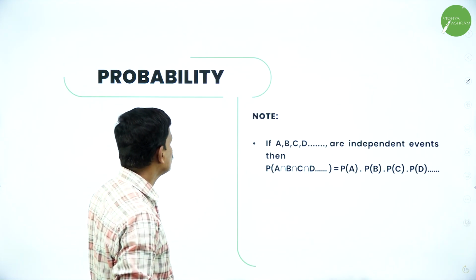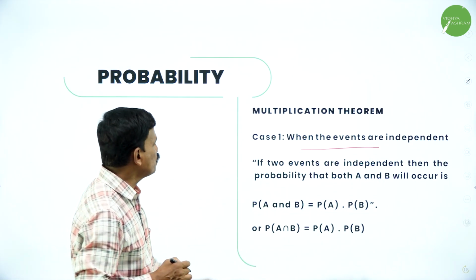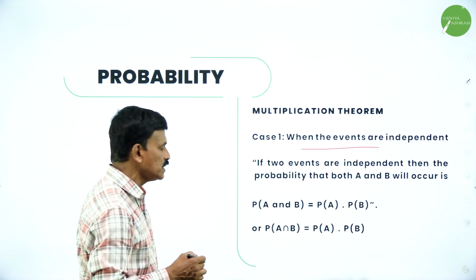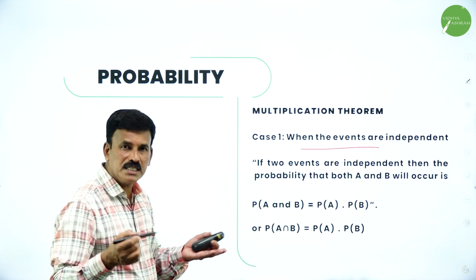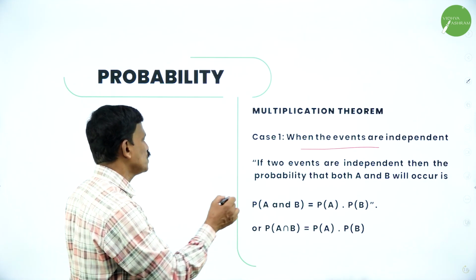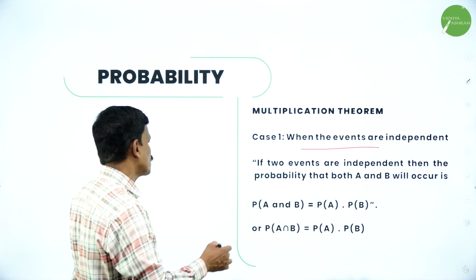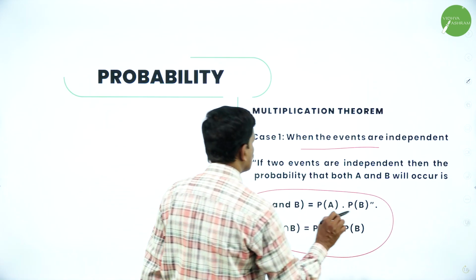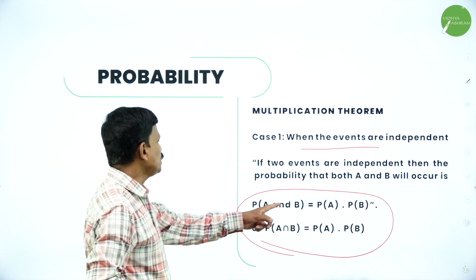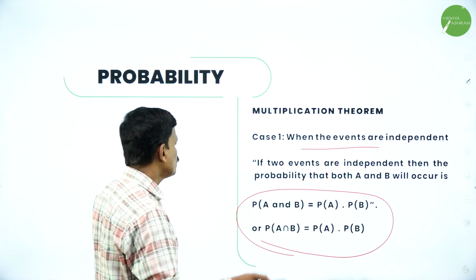Now the multiplication theorem. When the events are independent, that means the occurrence of one does not depend on the occurrence of the other, the probability that both A and B will occur is probability of A and B equal to probability of A into probability of B. That is, probability of A intersection B is equal to probability of A into probability of B in case of independent events.